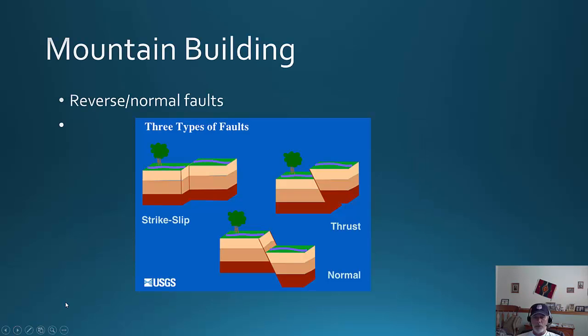Mountain building: 1 or 2 questions on mountain building. We looked at the types of faults: strike-slip, thrust or reverse, where the hanging wall is shoved over, and then a normal. With the thrust or reverse, I always look at it like this: you've got an overhang, hence the term hanging wall, and it overhangs the footwall. Here on a normal, this would be the hanging wall, but it's not overhanging the footwall at all. So that's a pretty good idea of those, and I would go through and review those again also.